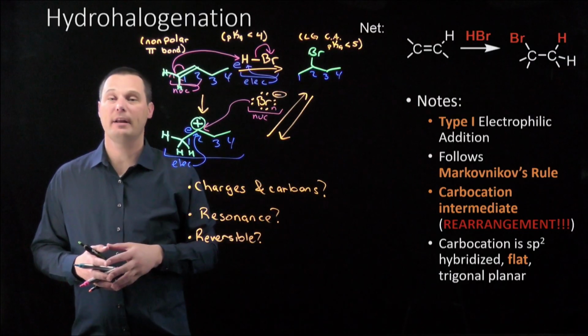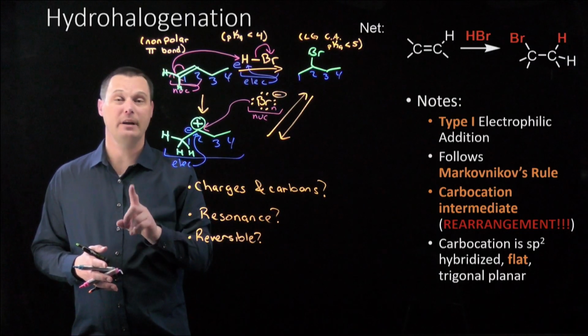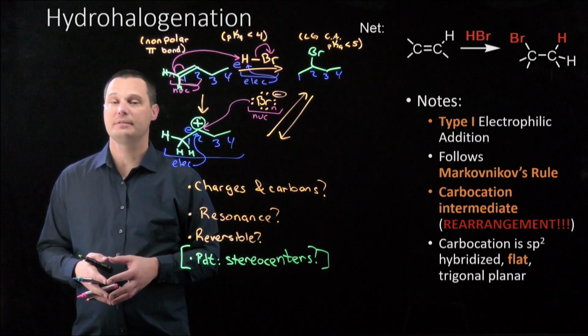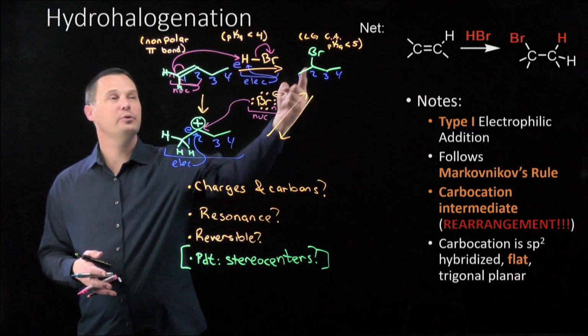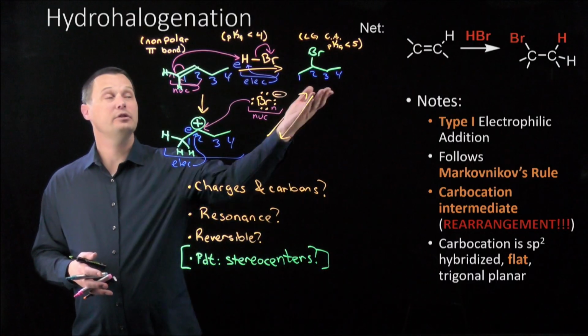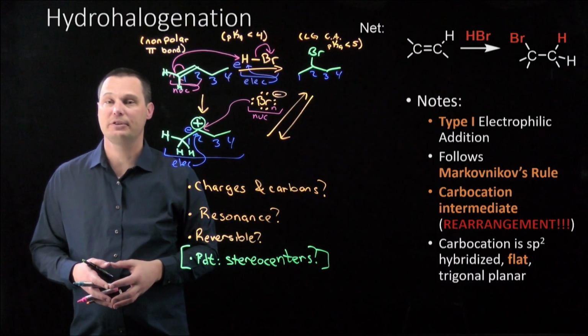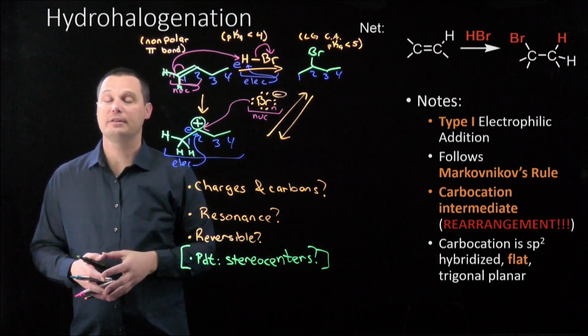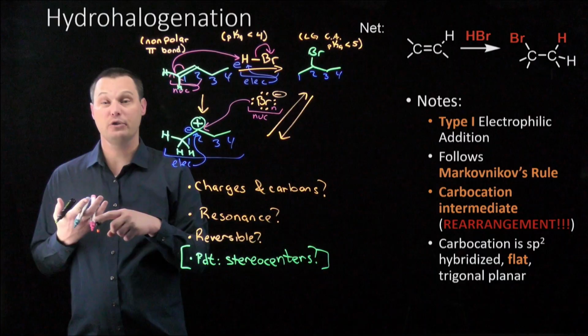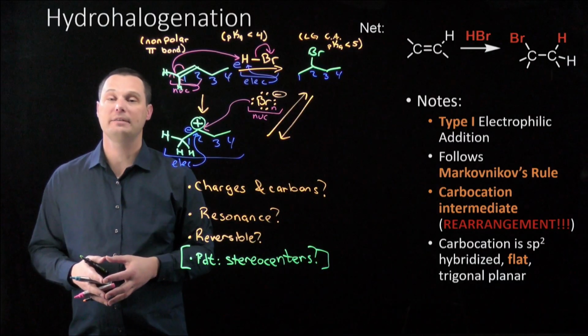Now that we've drawn the product, we can ask ourselves one more very important question. Does our product have any new stereocenters? If we look through our product here, carbon number 2, yes, is a new stereocenter that was not present in the original molecule. We need to determine the stereochemical consequence of this reaction. What kind of stereochemical product are we making? Is it going to be achiral, a mixture of enantiomers, a mixture of diastereomers, a meso molecule? What is the stereochemical consequence of this reaction?